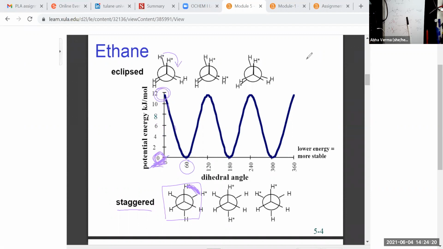There is literally no energy associated with it. What does that mean? It means that staggered is a very stable conformation. Okay, so as the angle changes, and it is now 120, between the hydrogen in the front and the hydrogen at the back, the dihedral angle is now 120. And so again, it is eclipsed. All of the hydrogens are back to back or eclipsing each other. And now they have again become high energy or less stable.